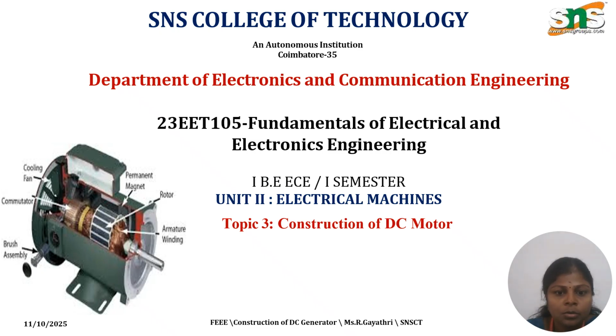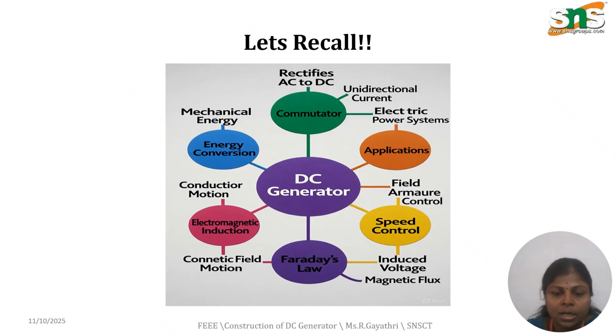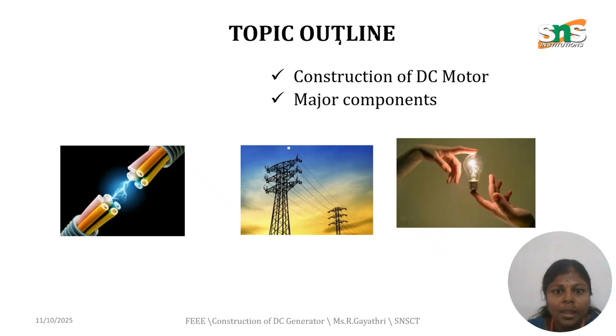Before going to the discussion of the DC motors, first we can recall the DC generators, which is nothing but the main parts of the DC generator, the commutator. It converts energy from electrical energy to mechanical energy, and it obeys the principle of electromagnetic induction with the help of Faraday's law. It is widely used in electrical power systems, and it has speed control.